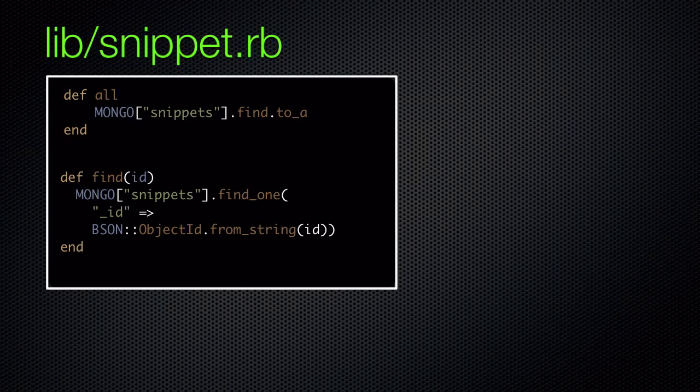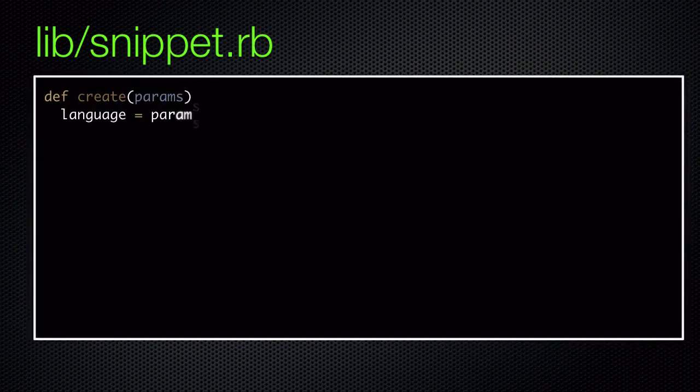The second method, which is find, and we are passing ID. One thing you need to notice here is that we're actually converting the ID to object ID from string. You have to remember that this is MongoDB and not the SQL servers that you were actually used to. Okay, now let's look at the create method.